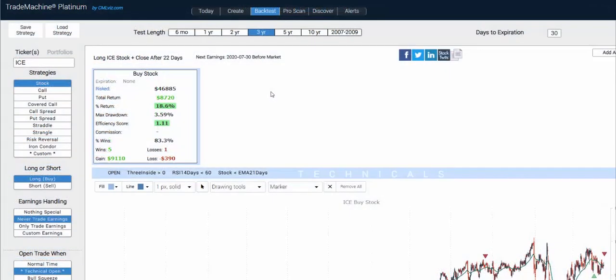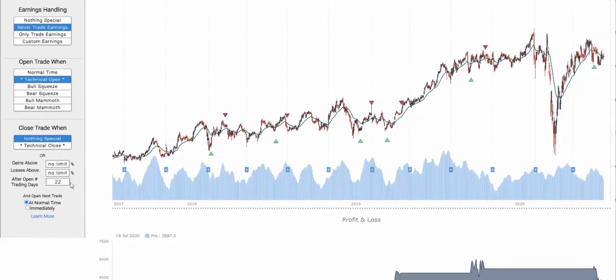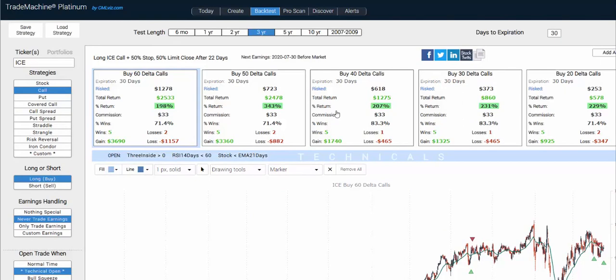For TradeMachine members, we'll go ahead and test getting long a call. We'll see how the 60, 50, 40, 30, and 20 deltas do. Looks like the at the money does the best. Let's throw on a real stop and limit. So let's do 50% stop, 50% limit. And it looks like the 50 deltas do the best.